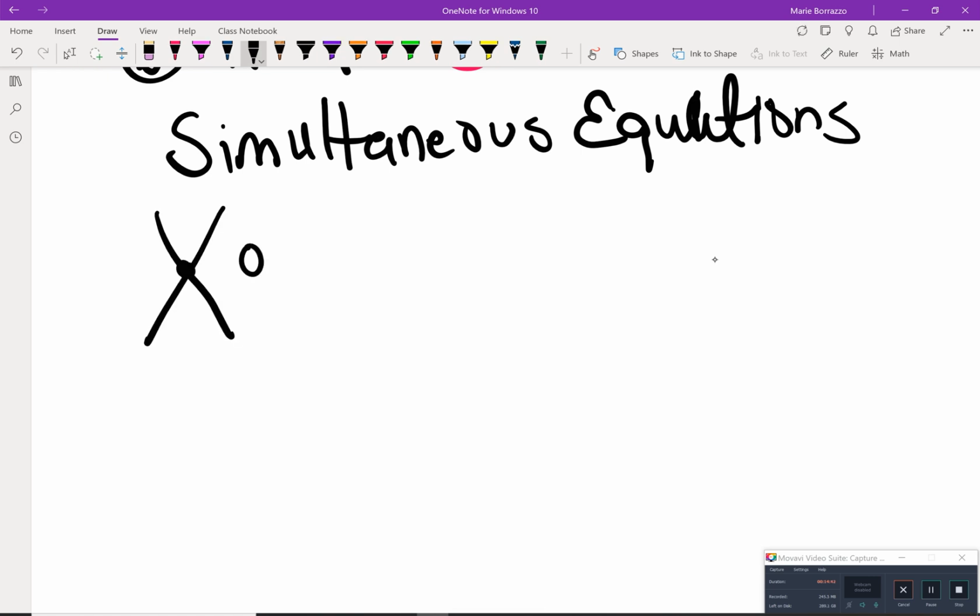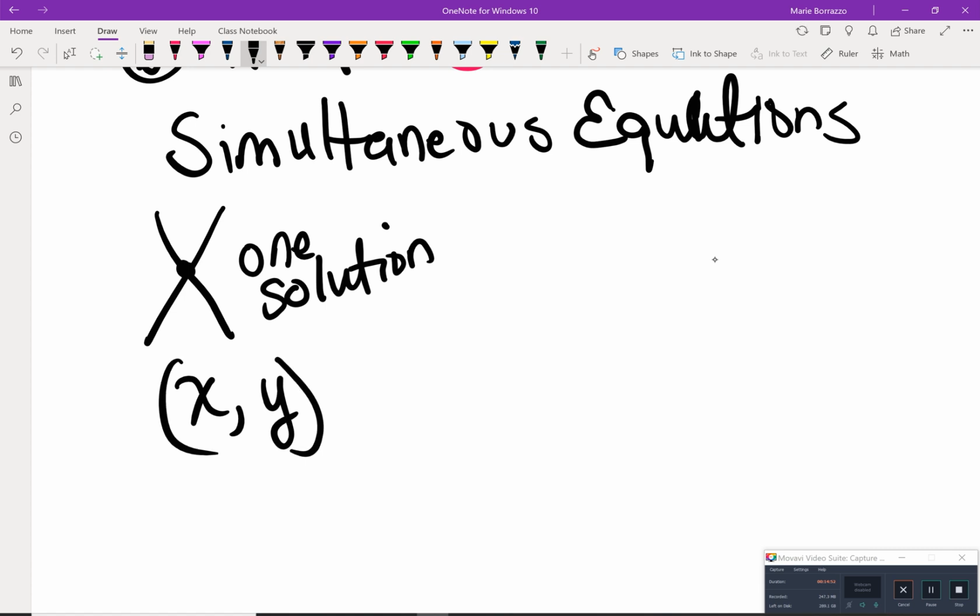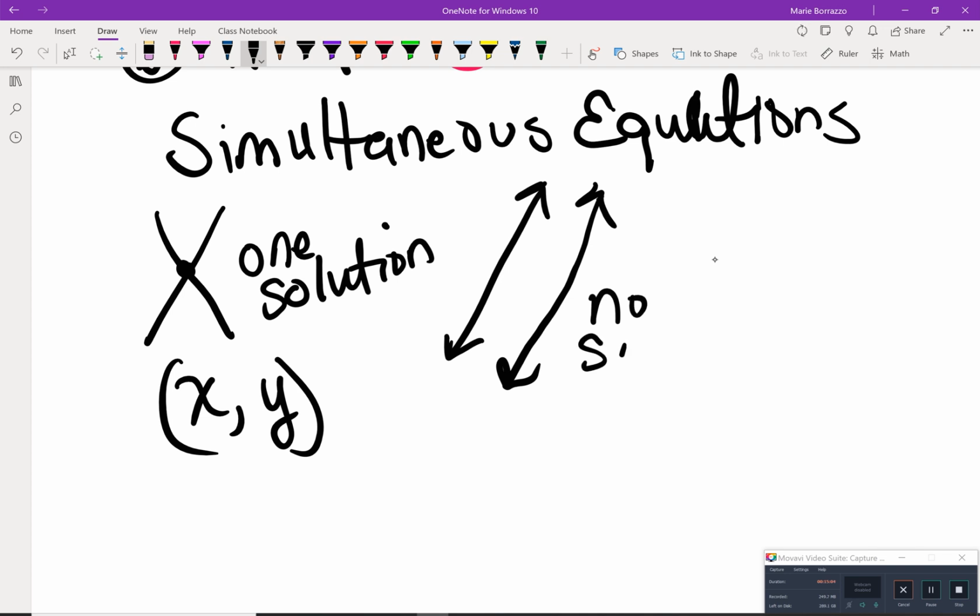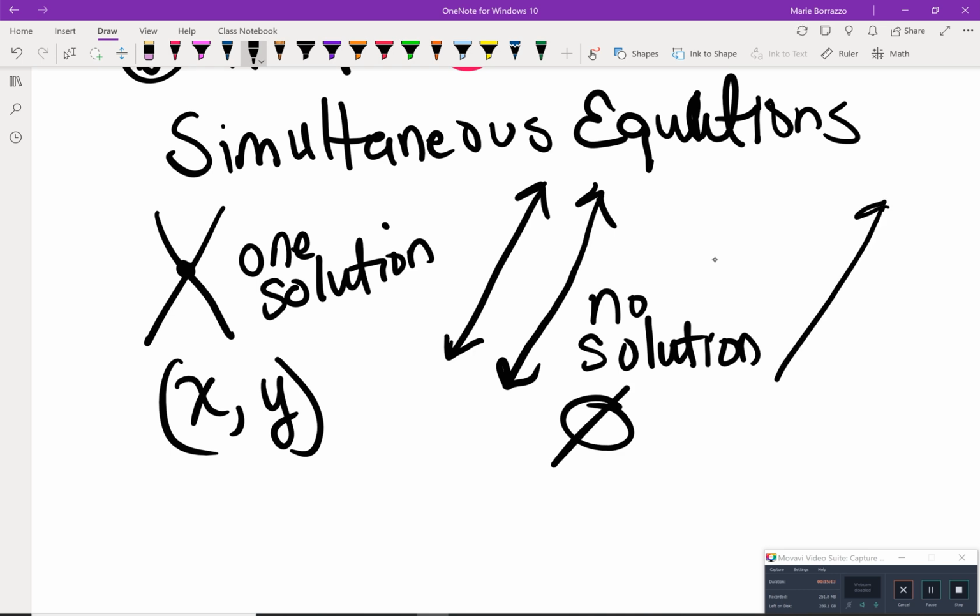We have the one solution. In this case, you're going to get an actual x value and actual y value. Then we have the no solution one, where we end up basically with parallel lines. So you can look for the same slope, that would be a hint. So this is the no solution. It's basically a null set. And then you have the infinitely many solutions, which is in essence the same line.